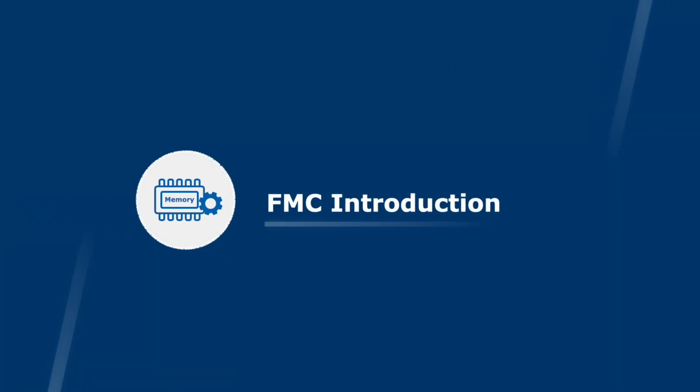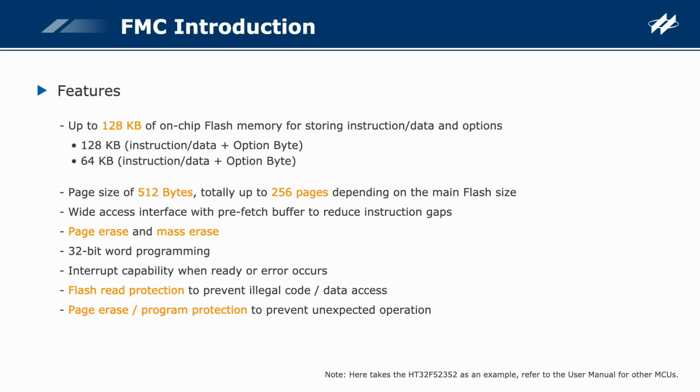FMC Introduction. FMC is the HT32 flash memory controller that provides functions of flash operation and prefetch buffer for the HT32 on-chip flash memory. Different MCUs have different features. The following takes the HT32 F52352 to introduce the HT32 FMC features.